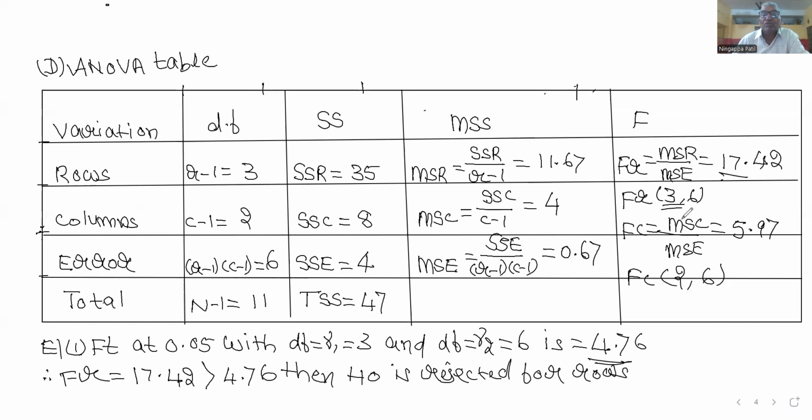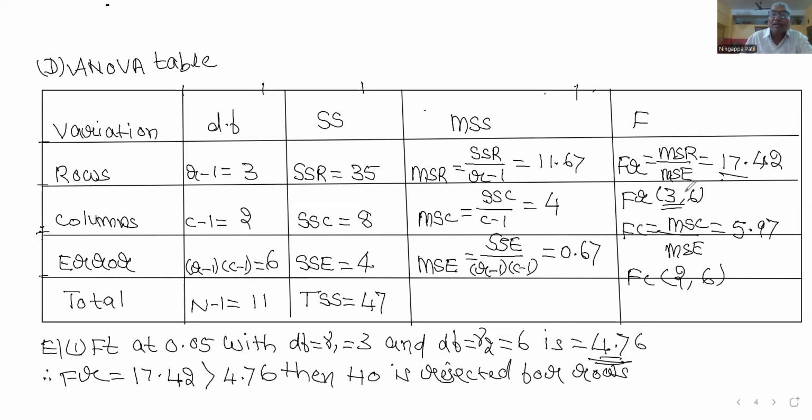Then FC equals MSC divided by MSE. Look here, 4 divided by 0.67 is 5.97. MSC has degrees of freedom 2, and MSE has degrees of freedom 6. You write these; this is useful to find table values. Look here, FT at 0.05 with degrees of freedom mu1 equal to 3 and mu2 equal to 6, from the table you are getting 4.76.